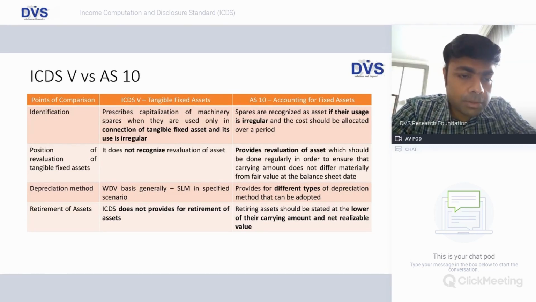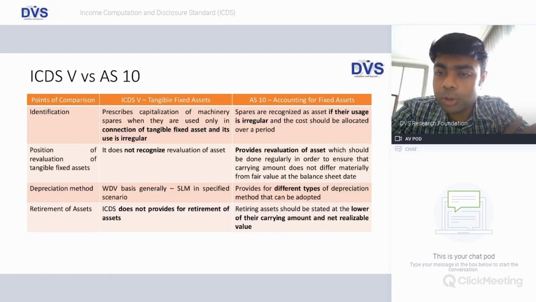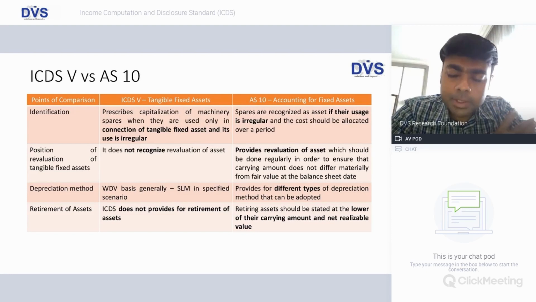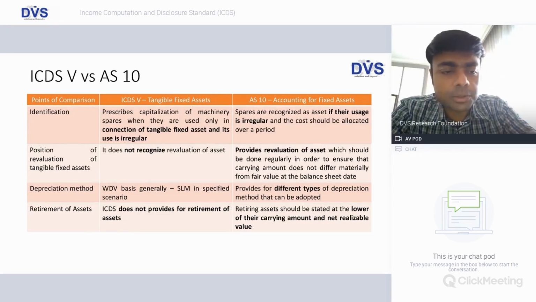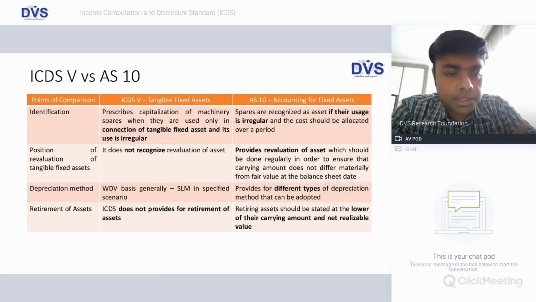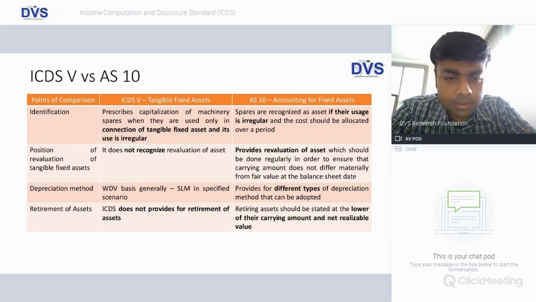Position of revaluation of fixed asset: ICDS does not require revaluation because under income tax, revaluation is a prohibited term, either upwards or downwards. Revaluation is provided for in AS10 because the fair value of the asset needs to be considered. Depreciation is generally on WDV, except in the case of power or electricity sector assets where the straight line method of depreciation is adopted. Coming to AS10, multiple methods can be adopted.